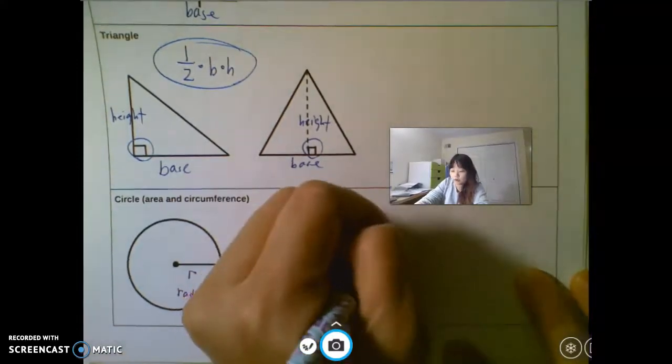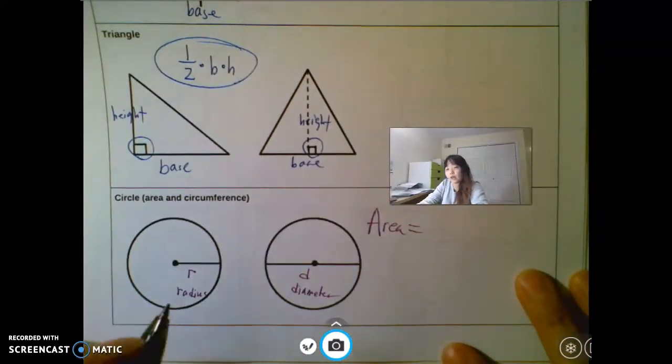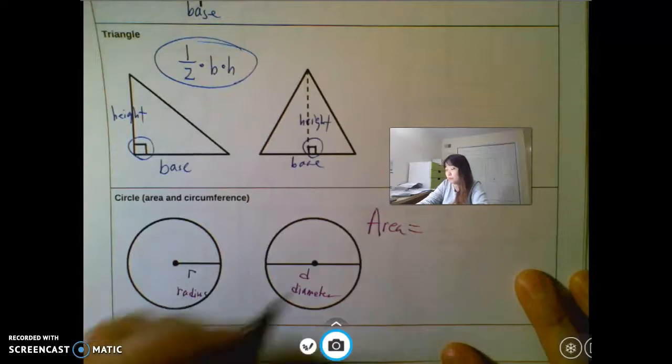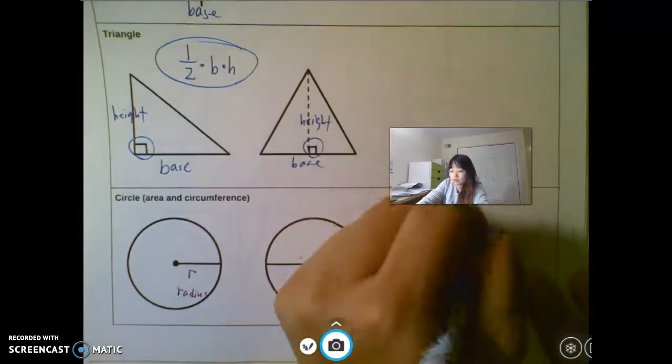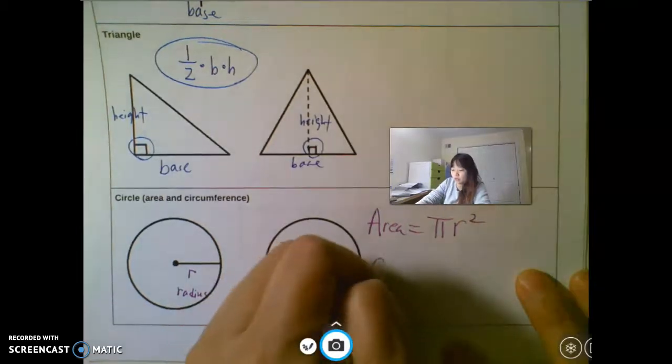Right? So area, I always think like this. Area A, apple pies are squared. A equals pi r squared. Apple pies are squared. McDonald's have apple pies that are not squared, but, you know, a rectangle. So apple pies are squared.